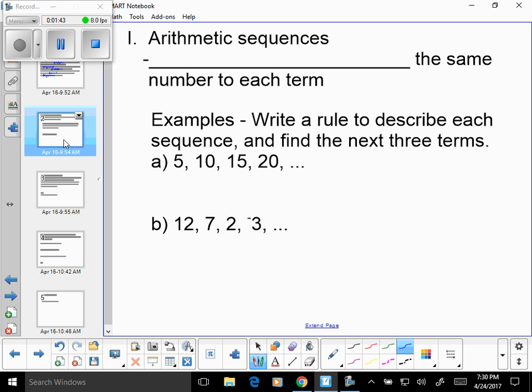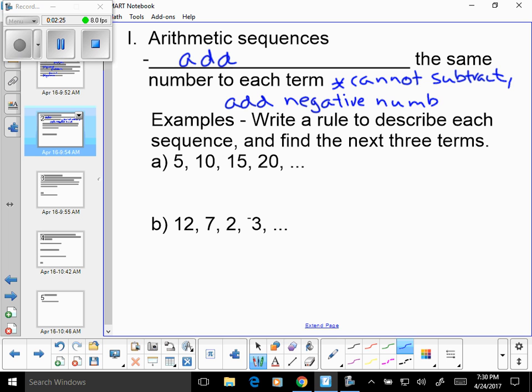There are different types of sequences, and one of the types that we have is called arithmetic. An arithmetic sequence means that we add the same number to each term. We really cannot subtract. Students want to tell me, oh, I subtract 2 every time. But we really don't do that. We really cannot subtract with arithmetic because by definition we're supposed to add. What we do, though, is we add negative numbers.